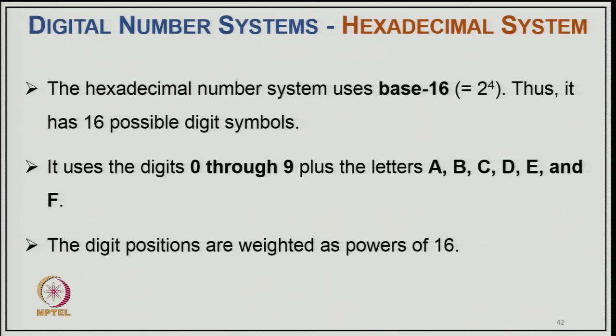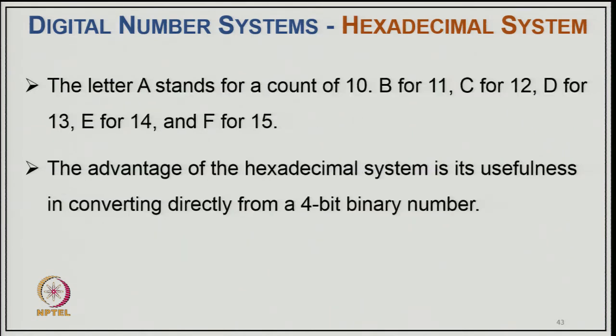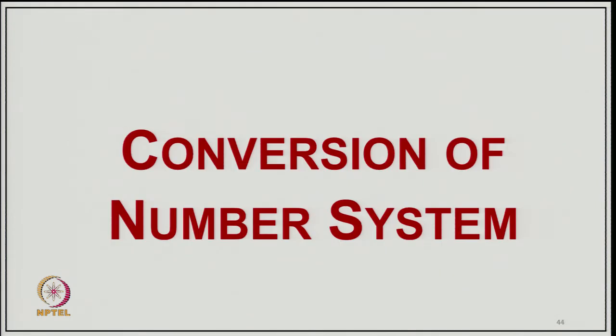So, digit positions are weighted as powers of 16. The letter A stands for a count of 10 in decimal, B stands for 11, C stands for 12, D stands for 13, E stands for 14 and F stands for 15, so all 16 digits go from 0 to 15. The advantage of the hexadecimal system is its usefulness in converting directly from a 4-bit binary number.